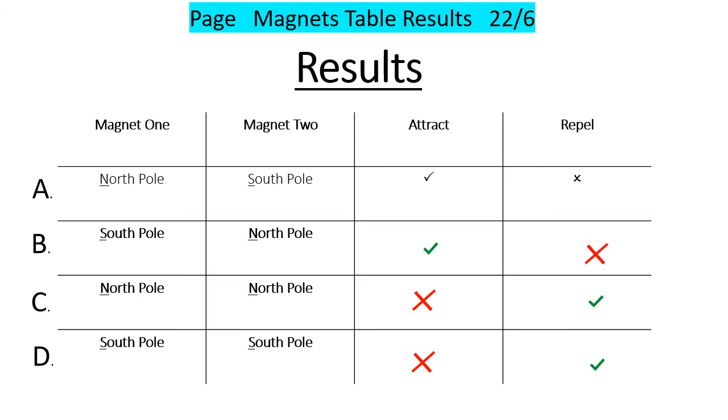Okay, so here you can check yourself. Right here it shows North and South attract, South and North attract, but North and North do not attract. They repel. South and South do not attract. They also repel.